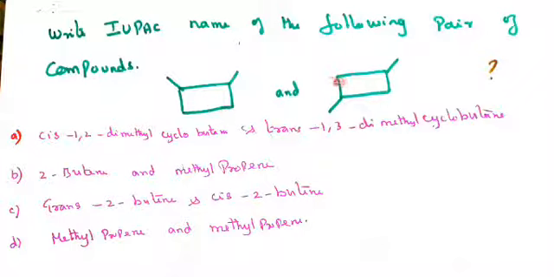Here also the same, but only the positions are different. 1, 2, 3, 4, 5, 6 carbons are there. Now all the nomenclatures are given for these two structures, so we should find out which is the correct answer. The first is cis-1,2-dimethylcyclobutane and trans-1,3-dimethylcyclobutane, then 2-butene and methylpropene, trans-2-butene, cis-2-butene, methylpropane and methylpropene. Let us see the answer.